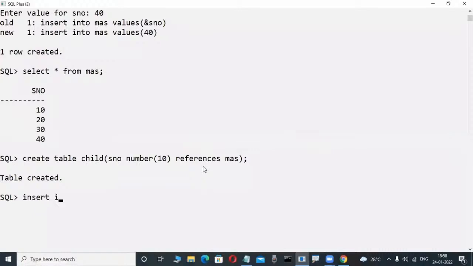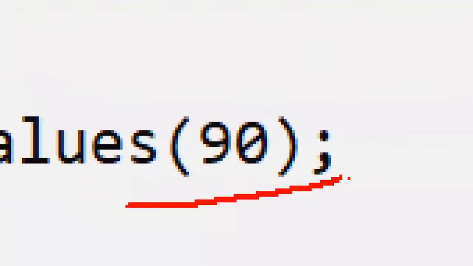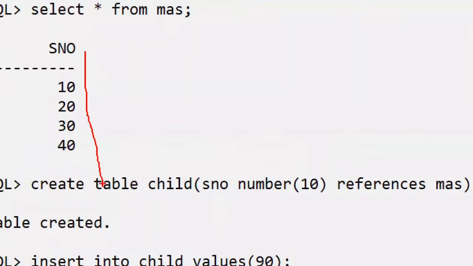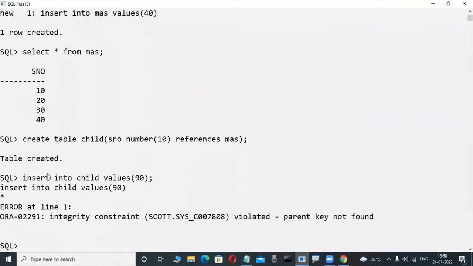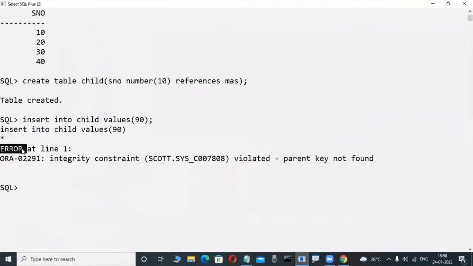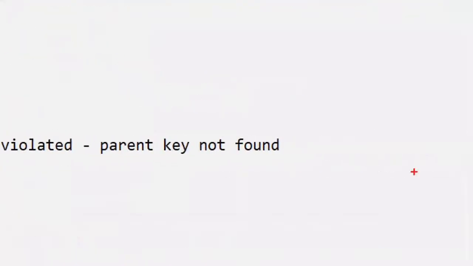Now I try to insert. Check it out here. I try to insert a value other than the master table values. Suppose I try to insert 90, not possible. 90 is not there in the master table, so it is impossible. A record other than the master table records is impossible. Error. These errors you will become familiar with in the future, like parent key not found. Your 90 is not there in the master table.